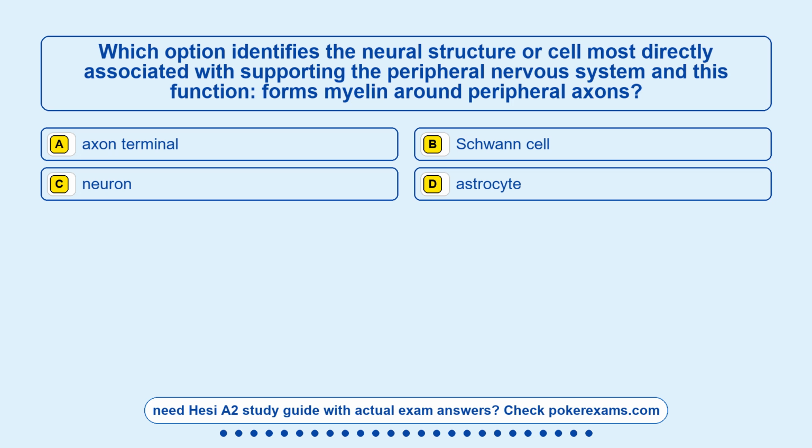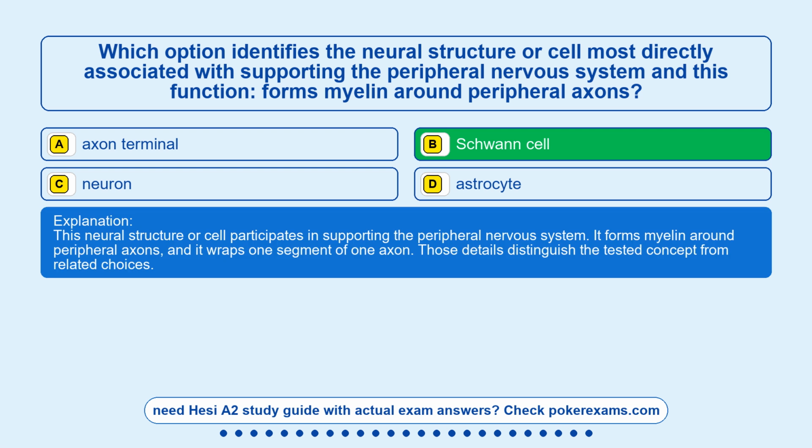Question 1. Which option identifies the neural structure or cell most directly associated with supporting the peripheral nervous system and this function forms myelin around peripheral axons? Option A, axon terminal. Option B, Schwann cell. Option C, neuron. Option D, astrocyte. The correct answer is option B, Schwann cell.